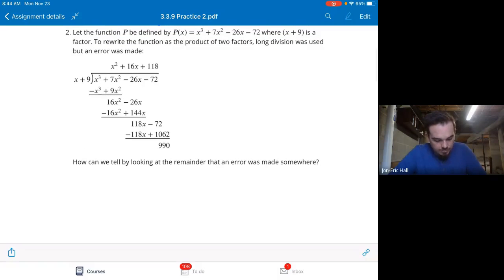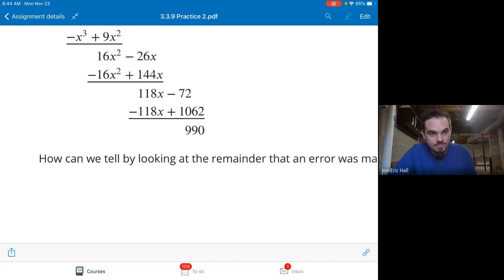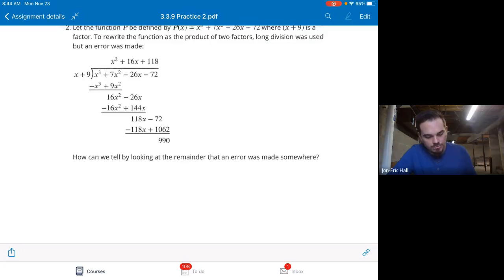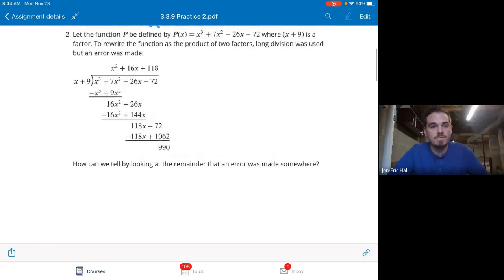It says, how can we tell by looking at the remainder that an error was made somewhere? Do you guys remember what a remainder is? And if you don't, a remainder is that number at the bottom, that 999. That is a remainder. So when we do polynomial long division and we know something is a factor, the remainder should be 0.